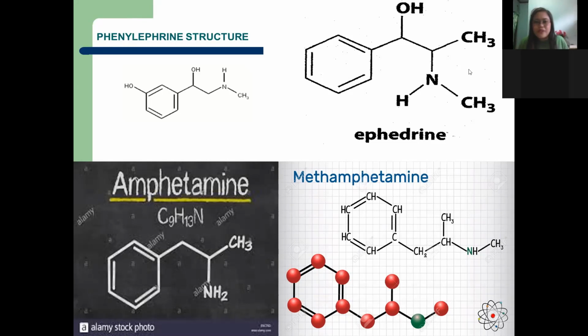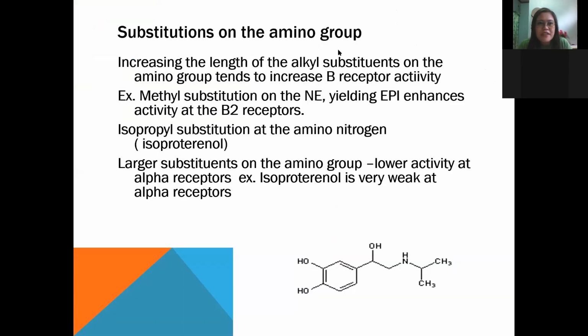Okay, so you have no questions. Let's continue. Let's move on to substitutions on the amino group. Okay? We are at the amino group now. When you say amino group, it's the NH, the terminal amine group. So take note of the following changes in activity if there is a substitution.